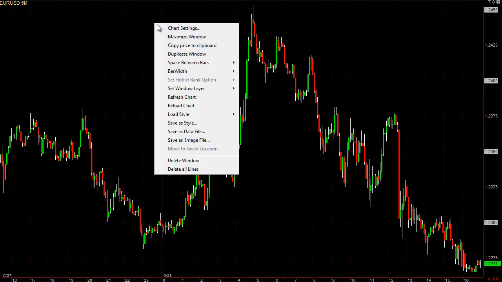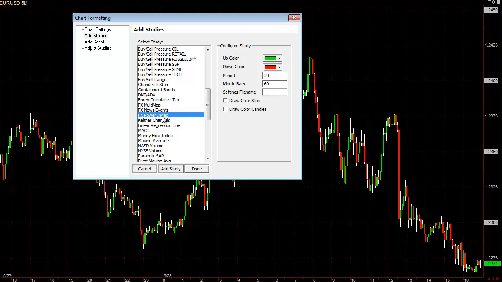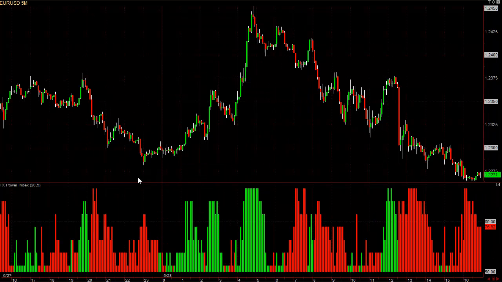Right click on our chart settings, click on Add Studies, and go down to FX Power Index. What this tool does is it measures the percentage of currencies trending up or down based on various moving averages. If you're a short-term trader, you might want to see the percentage of currencies trending above the 5-minute bar's 20-period average. Click Add Study. It will download the data, and it will show you that.